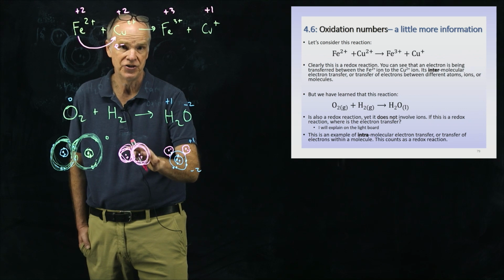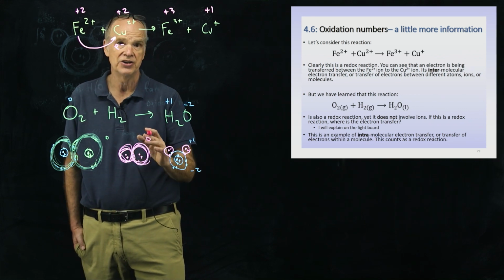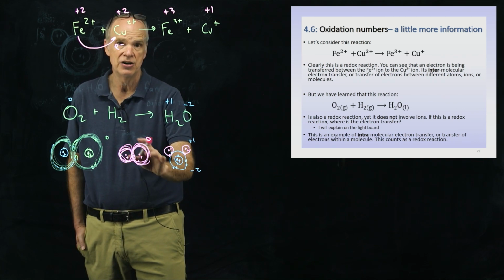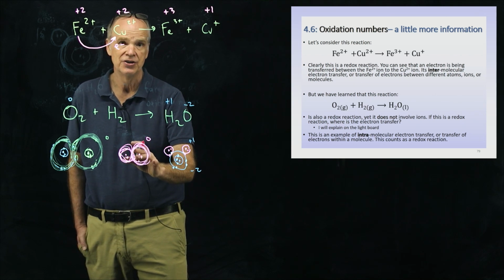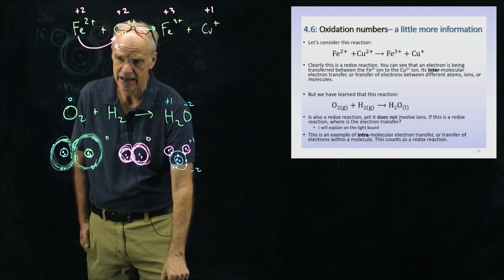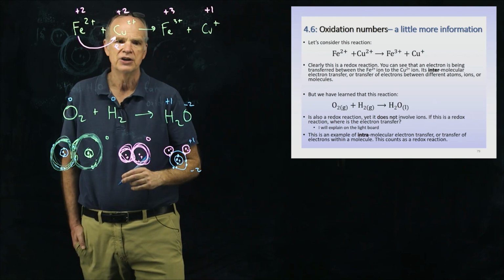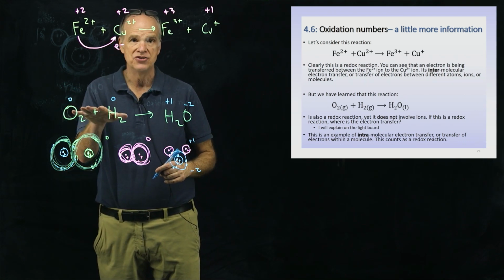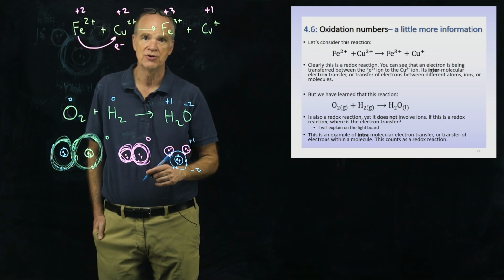Therefore, we have to set the oxidation numbers of these hydrogens to be 0. The reason is because the electrons are shared equally between the two atoms. We don't have a relative deficiency or excess of electrons for either of these hydrogen atoms, and therefore its oxidation number should be 0. Okay, so now you can clearly see that for oxygen and hydrogen, the oxidation numbers are changing as we go from reactants to products.